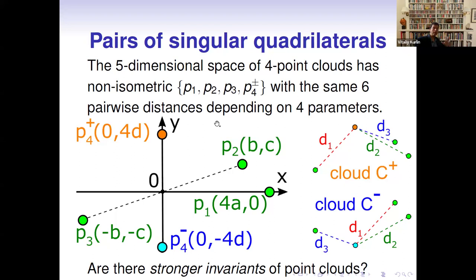So here you see two point clouds, C plus and C minus, illustrated on this common picture. These clouds of four points share the same three points. The green points are common. In one point cloud, we take in addition to the green points the orange point, and that's our C plus cloud. In another cloud, C minus, we take this blue point in addition to the green points. So we have one cloud, another cloud, and these point clouds depend on four free parameters, these values A, B, C, D.